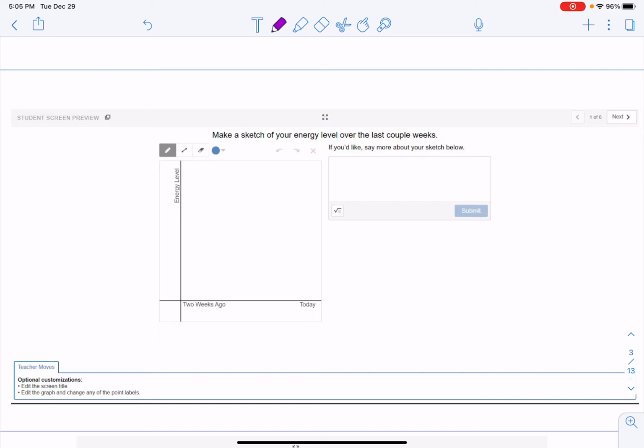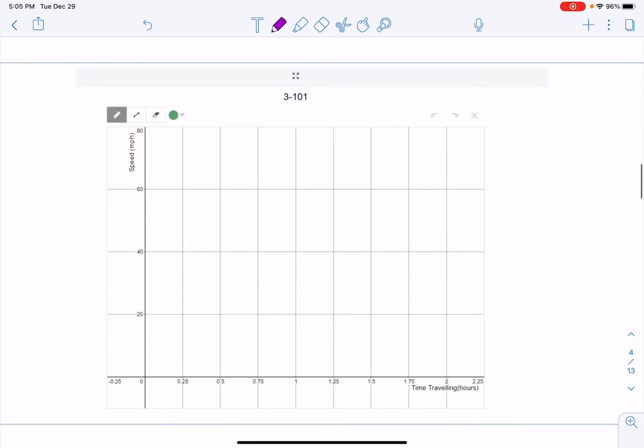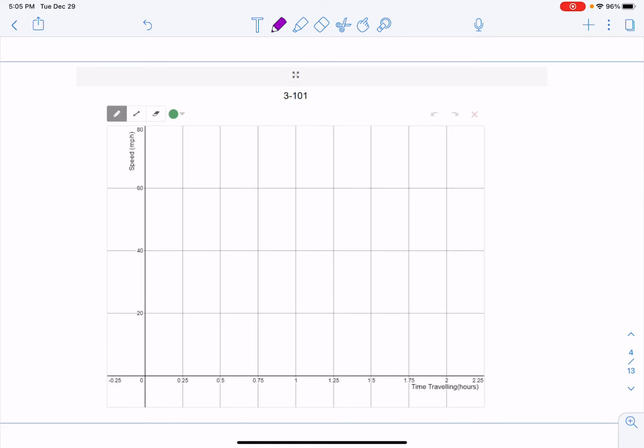First slide in Desmos is your energy level over the past couple of weeks. Since we've had holiday break, hopefully your energy level has increased and you're ready to get this semester finished. Second slide in Desmos is where I want you to make your graph of Aaron's situation.